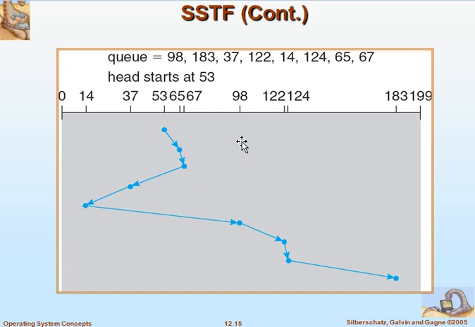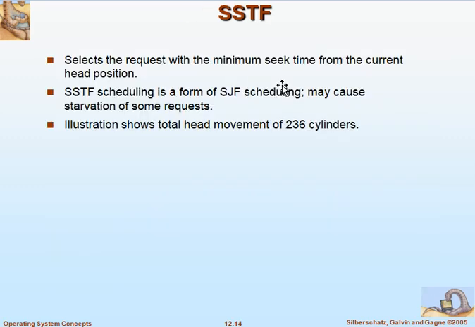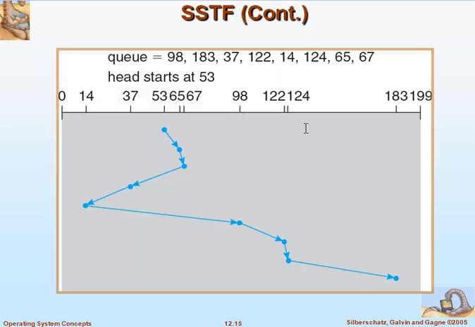From 14, it will serve 98, and from 98 it will serve 122, and from 122, 124 is the shortest seek time, and from there it will seek the 183 cylinder. This is how the scheduling is done and these requests are taken care of. As we saw in the previous slide, the total head movement is around 236 to cater to the same set of requests.